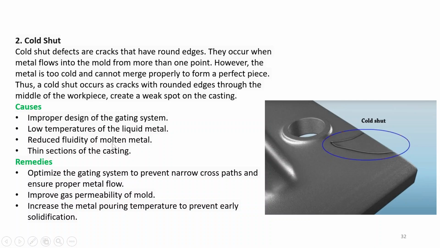Reduced fluidity of molten metal. So fluidity also should be good, so it can flow in the complex regions as well. Thin sections of the casting, this can also be one of the reasons. So remedies: optimize the gating system to prevent narrow cross paths and ensure proper metal flow. Improve gas permeability of mold. So if permeability is not good, then also it can arise. So permeability should be appropriate.